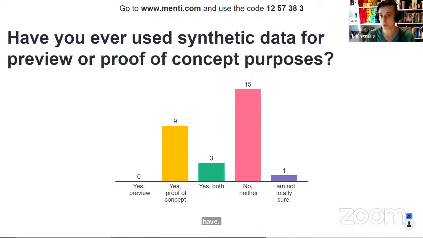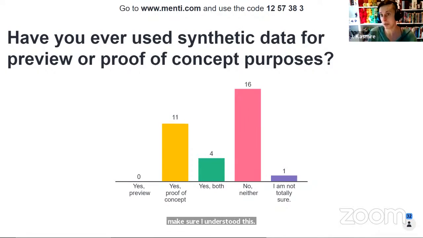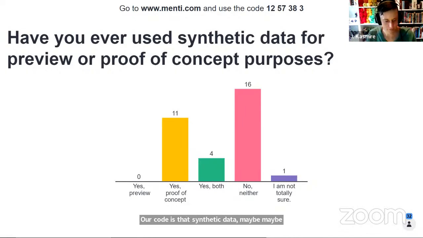We've also got a not totally sure, which is valid, because you might think, that time I tested, I made up five numbers and used it to just make sure I understood this R code. Is that synthetic data? Maybe, maybe. Okay, very good. Oh, that's fantastic. I'm really pleased that we've got quite a few people using proof of concept and both, because I thought preview would be more common than proof of concept, but you have shown me that I am wrong, which is always good to know.